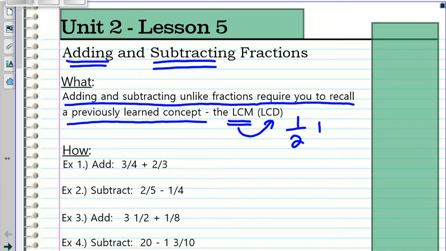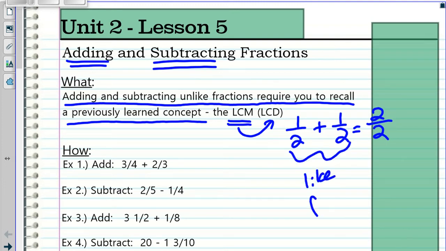Here you have 1/2 plus, let's say 1/2, right? That means you add the numerators, but the denominator stays the same. So these are called like fractions, by the way. Why? Well, they have the same denominator. Okay, so in this case, 2/2 is 1. Okay, nothing crazy there. What are unlike fractions?